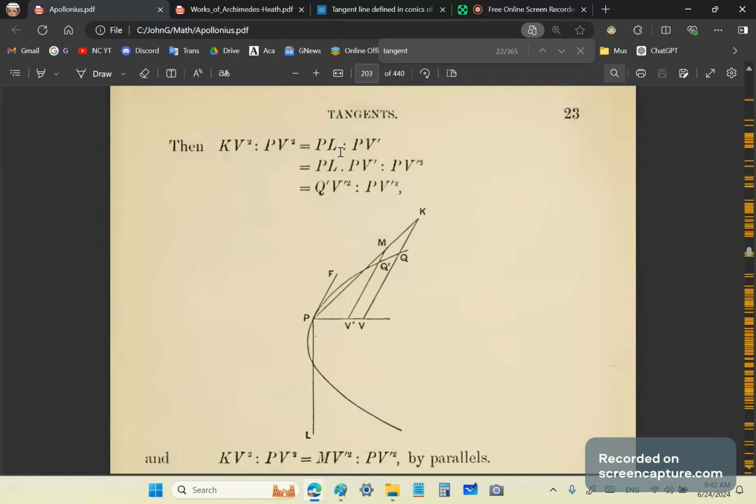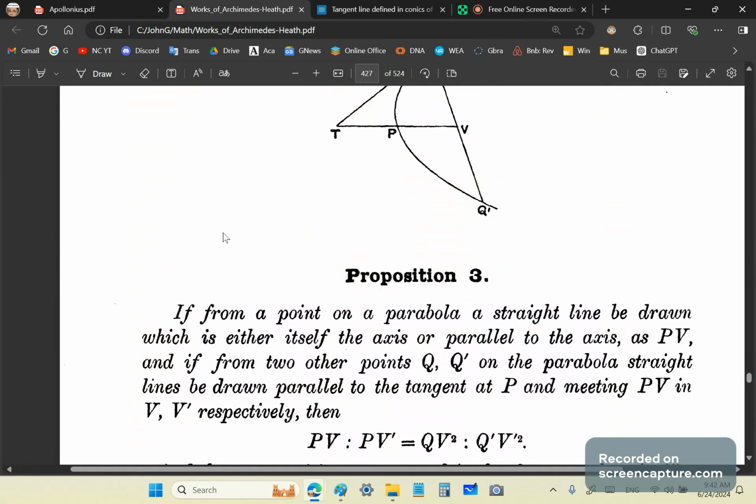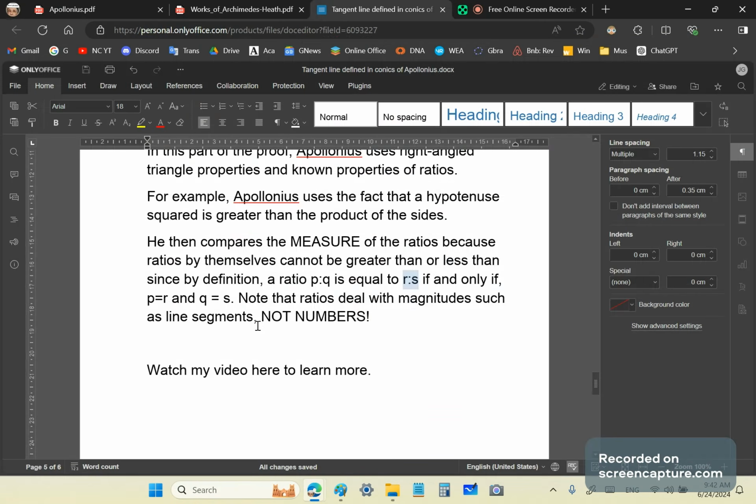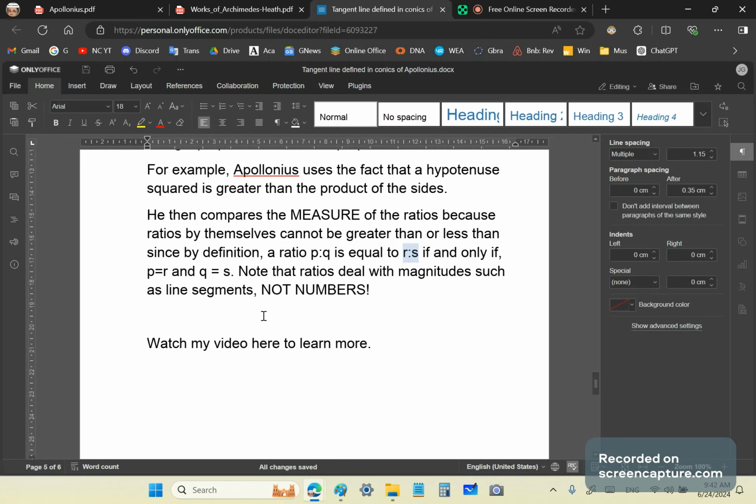And finally, he ends the proof with a relationship that is shown in Archimedes's first three propositions. A short, brilliant, irrefutable proof that a tangent line never crosses at the point of tangency.